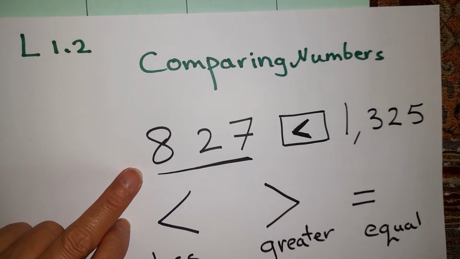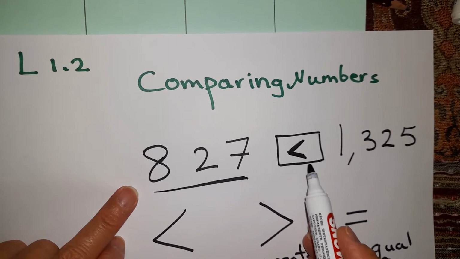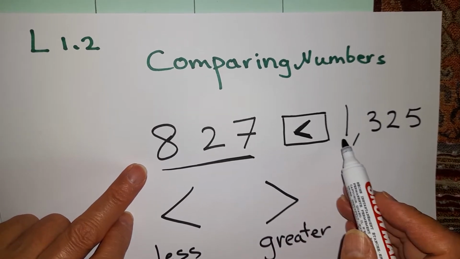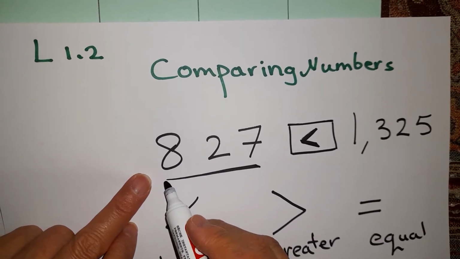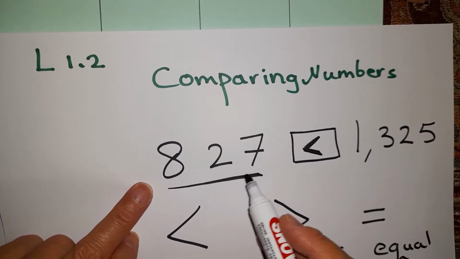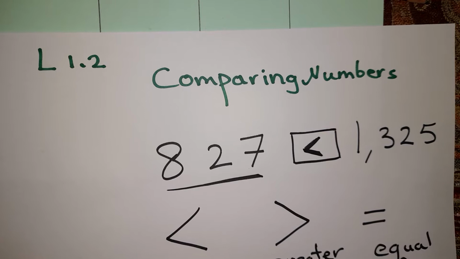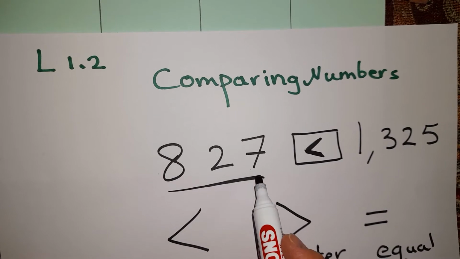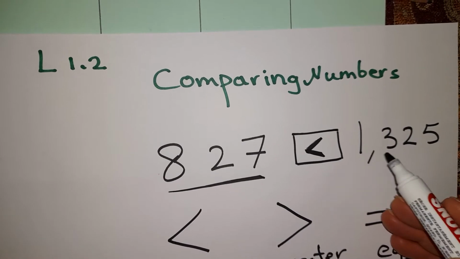Now I need to read this sentence. 827, then you read this sign. This sign says less than. So 827 is less than 1325. Why? Yes, you are correct, because this number has only 3 digits, but this number has 4 digits. So when you are comparing two numbers, the first thing you should do is count how many digits. The number that has fewer digits is smaller, and the number that has more digits is bigger.